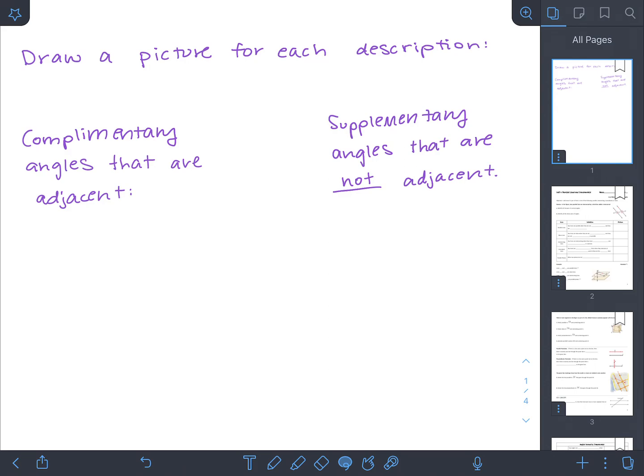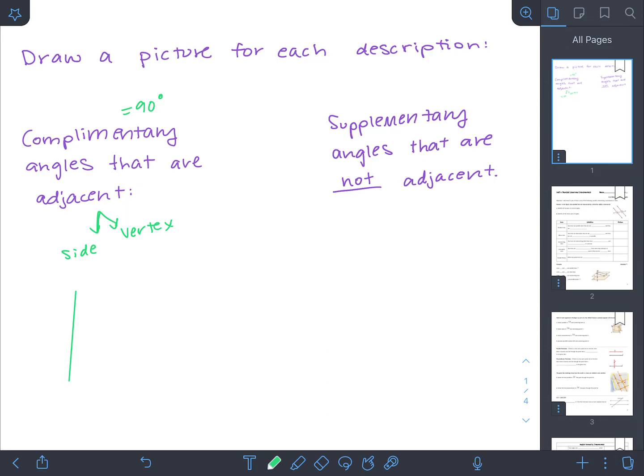Okay, so let's take a look at these. First, I need complementary angles that are adjacent. So complementary angles are angles that add up to 90 degrees. And then adjacent means that they share a side and a vertex. So I need two angles that add up to 90 degrees, also share a side and vertex.